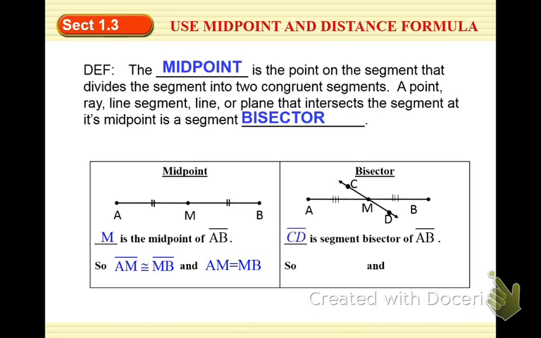Now, on the right-hand side, what you're looking at is line, well, could be line CD or segment CD if you want to narrow your focus down to just the segment. But line CD, segment CD is a segment bisector of segment AB, okay? So if we know that it's a segment bisector, then we know the same thing. We know that segment AM and MB are congruent. And we know that the length of AM and MB are equal. Okay?